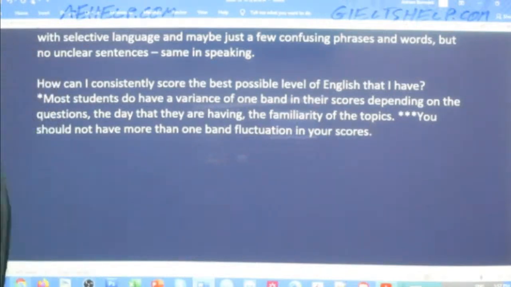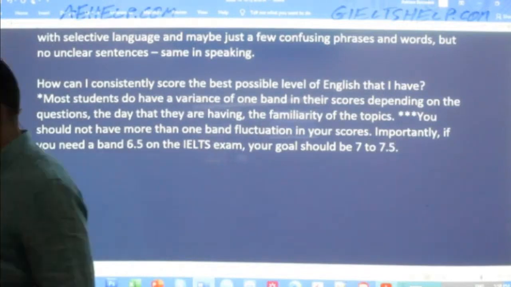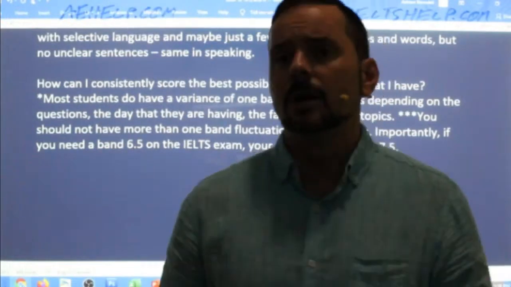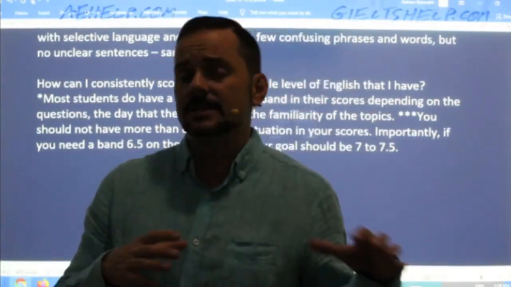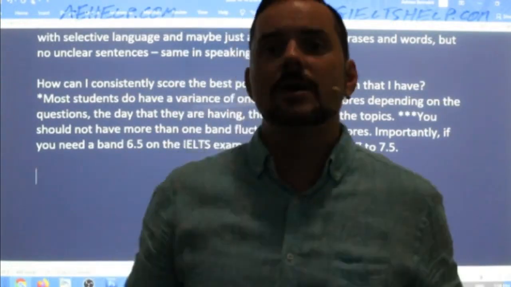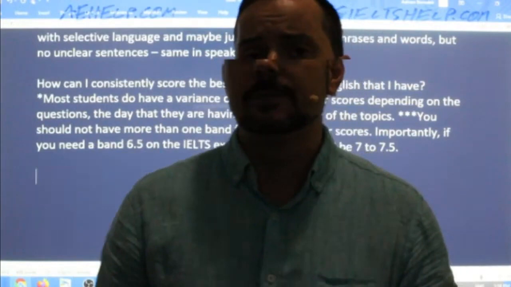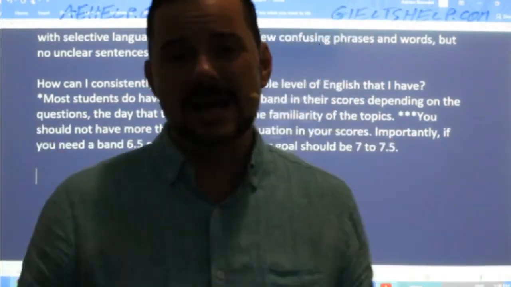Okay. All right. So one more point here that's important. Importantly, if you need a band 6.5 on the IELTS exam, your goal should be 7 to 7.5. Okay, so this is kind of connected to what you're saying, Carolina, and I really want to emphasize this because a lot of students miss this. So some students think, okay, I need a 6.5, so I'm going to just really work to get a 6.5. And then as soon as they get a band 6.5 on their practice exam, they go, woohoo, I'm ready for the IELTS, and then they get 5.5. Test anxiety, other issues come into play, and then they're really disappointed that they got 5.5, and they go, why? But I got 6.5 on my practice exam.